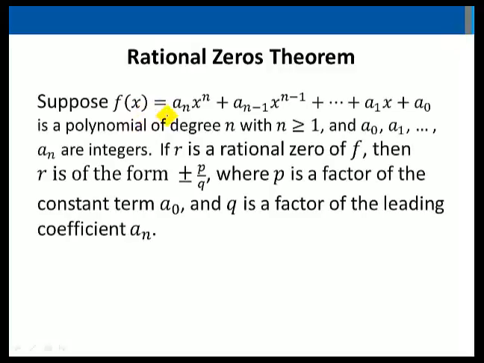Suppose f of x equals a sub n x to the n plus a sub n minus 1 x to the n minus 1 plus all in between terms leading up to plus a sub 1 x plus a sub 0 is a polynomial of degree n with n greater than or equal to 1, and a sub 0, a sub 1, and all in between coefficients up to a sub n are integers.